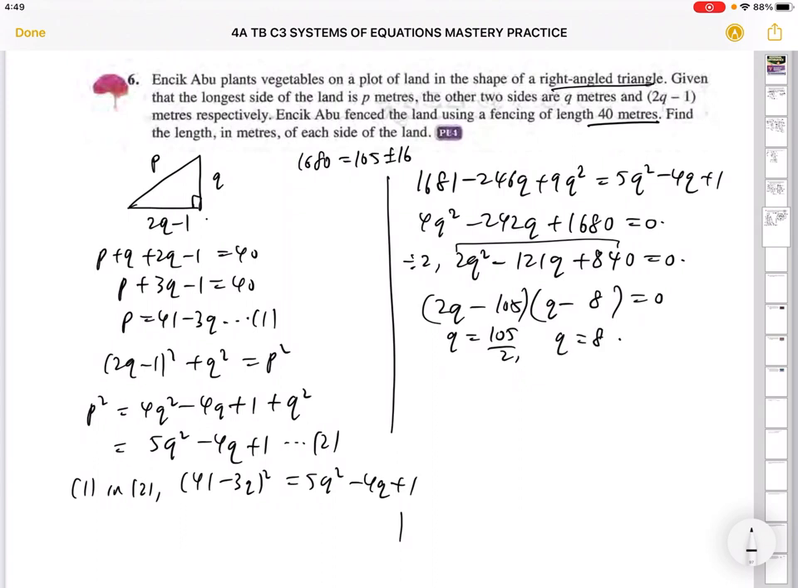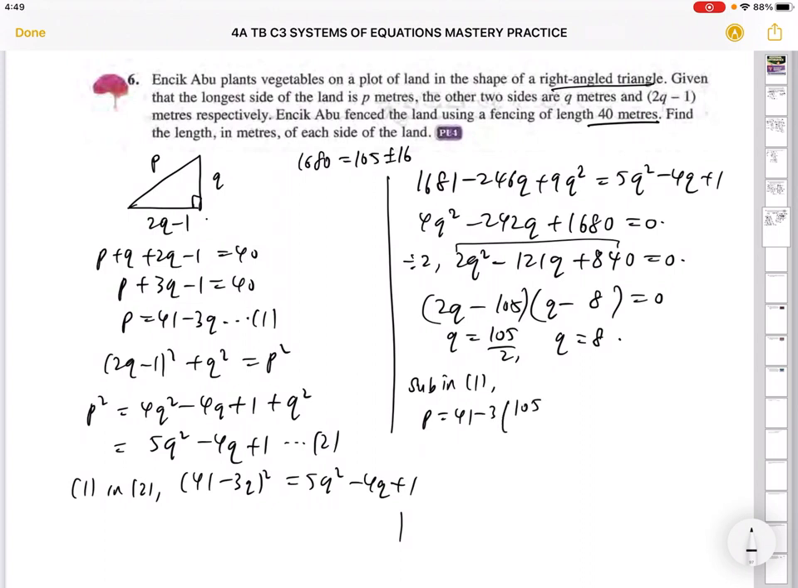We're not sure. Now please don't think that we always have to take integer value. No, not necessarily, but we need to test out, because when it comes to a question involving length, we know length cannot be negative, right? So we want to sub inside equation number 1. My P is 41 minus 3 times Q, 105 over 2.